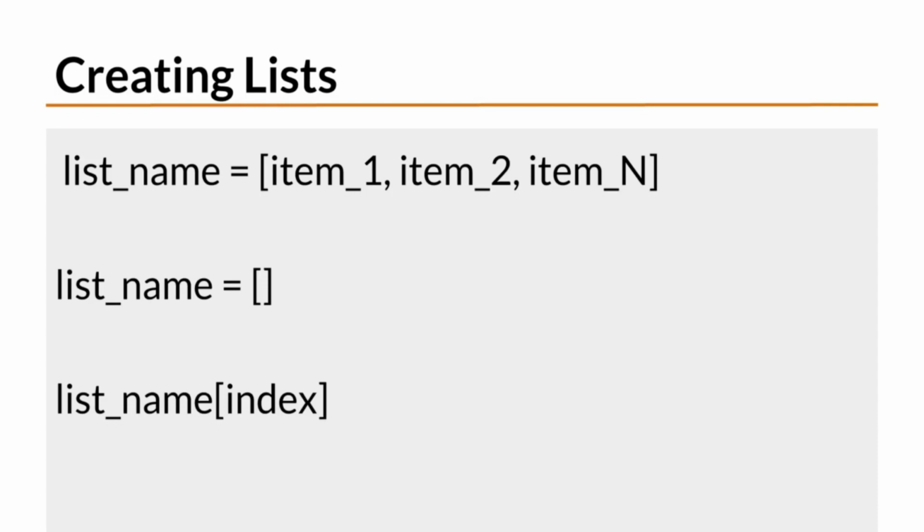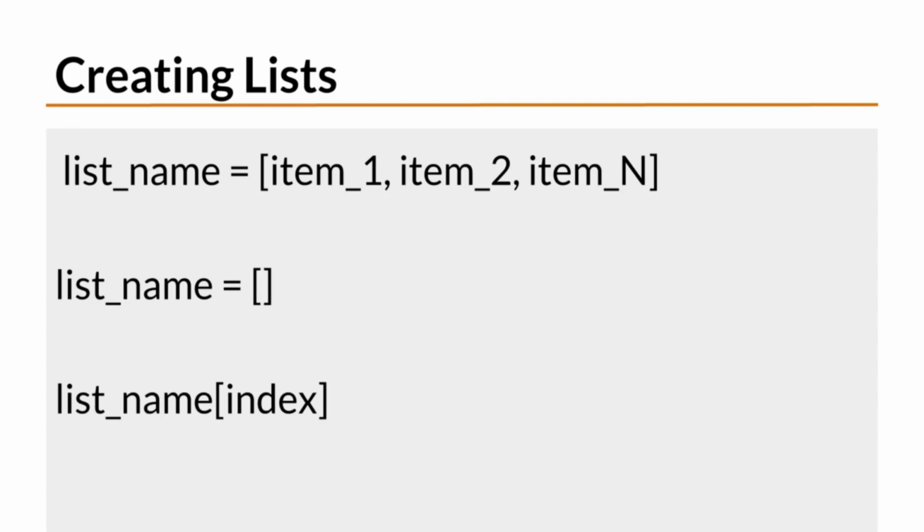The format is list name equals open bracket, and then a list of items separated by commas, and finally a closing bracket. To create an empty list, just use the list name equals open bracket, close bracket. Items in a list can be accessed by index. List indices are zero-based, meaning that the first item in the list has an index of 0, the second item has an index of 1, etc.